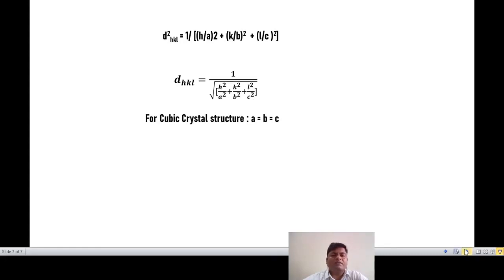Now for the cubic crystal system or cubic crystal structure, we know the unit translation vectors are equal, that is a equal to b equal to c. So we can put this relation over here. So instead of b and c, we can put a. So what will happen? The denominator will be the same, so commonly it will be a square. As it is a denominator of a denominator, we can take it to the numerator, and as it is under the square root, when we take it out of the square root it will become a. So a upon under square root h square plus k square plus l square.